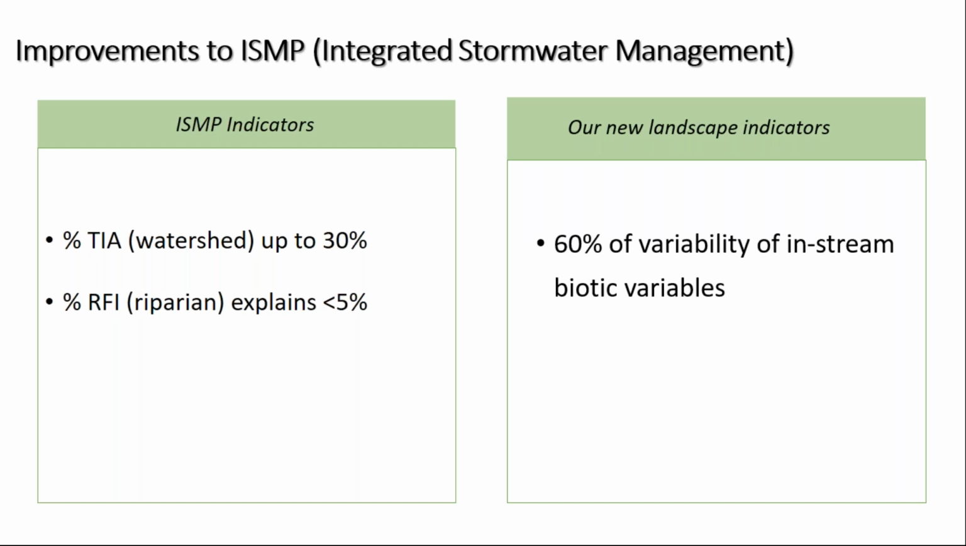Whereas what we found is some of our newer landscape indicators that have additional features, we can explain approaching 60% of the variability in in-stream biotic indicators. And so what this tells us is that there's room to improve on existing indicators, such as ISMP, with new features, new characteristics of the landscape that we can add into indicators. So what I thought I would do is just tell you a little bit about what those things are that help make landscape indicators better, and just give you a short summary of what that has taught us so far.